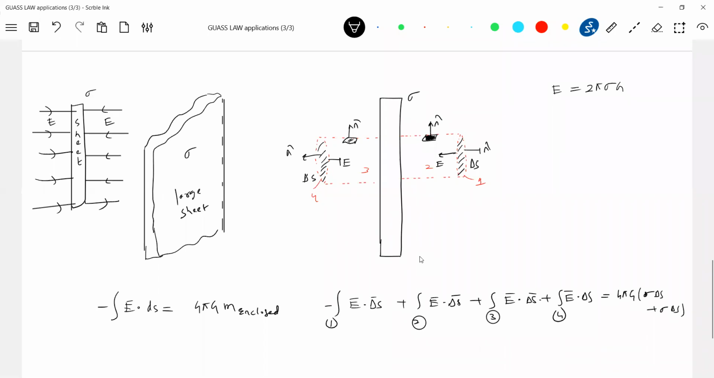So what is the value of this? This will be minus E into delta S cos of 180, because everywhere E is constant. We know it's uniform. At all points on this surface, at surface 2, E is constant, so E will come outside. The integral of that will be delta S.